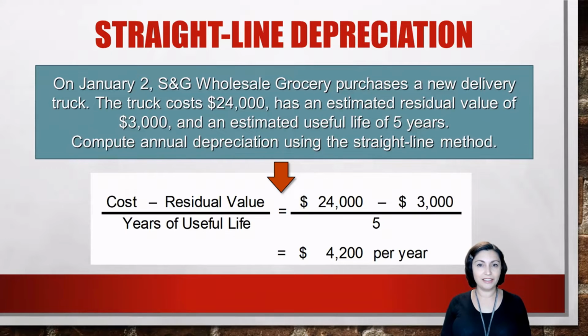On January 2nd, S&G Wholesale Grocery buys a new delivery truck. The truck costs $24,000, has an estimated residual value of $3,000, and an estimated useful life of 5 years. The calculation is easy: 24,000 less 3,000 divided by 5 years. The yearly depreciation expense is $4,200. Now let's review a schedule of the annual depreciation over the useful life of the asset.